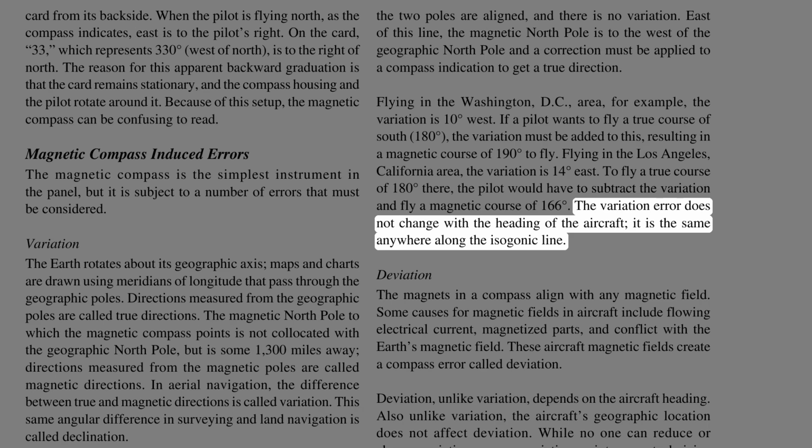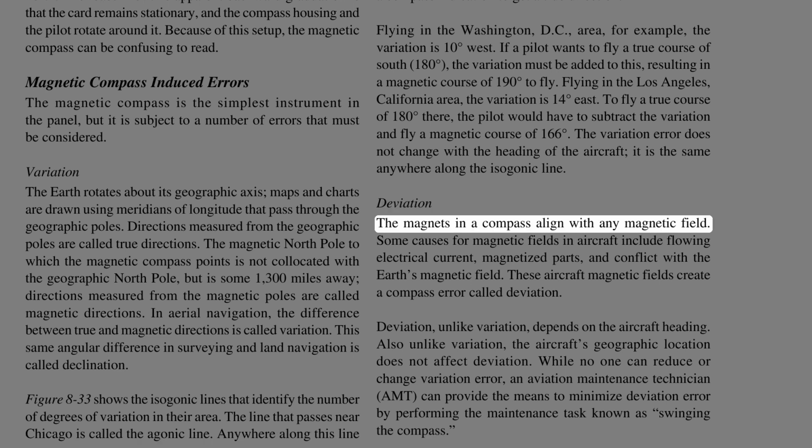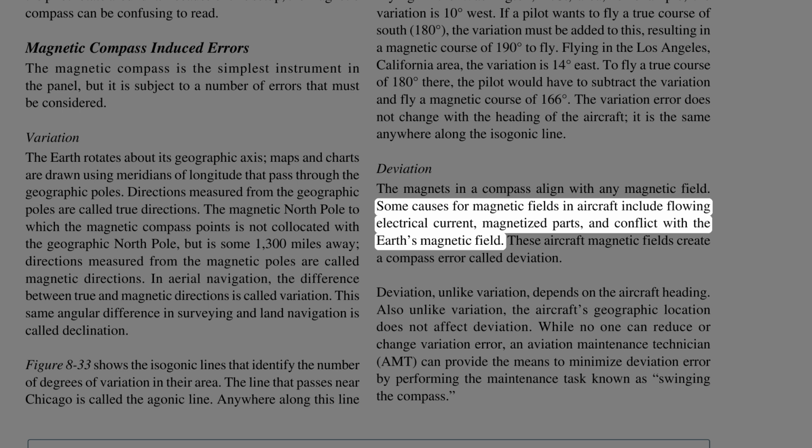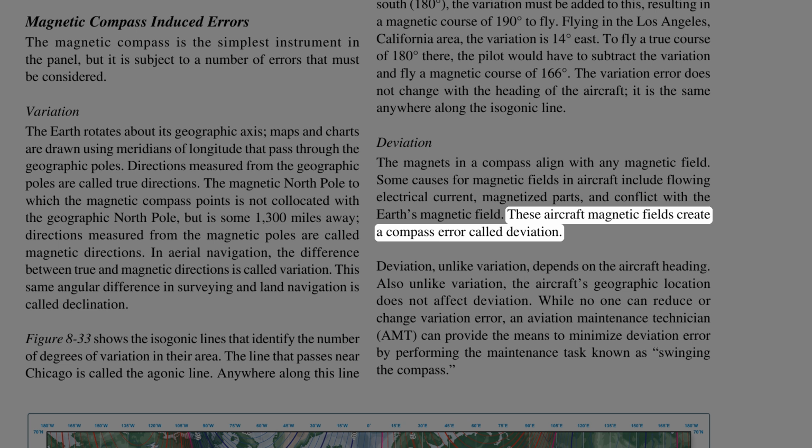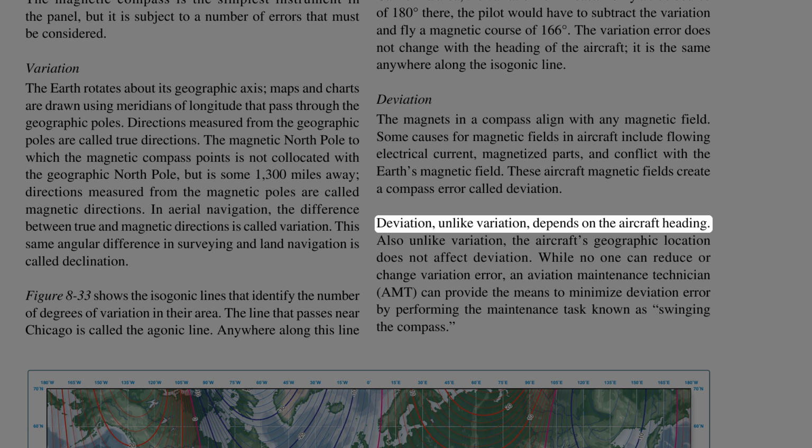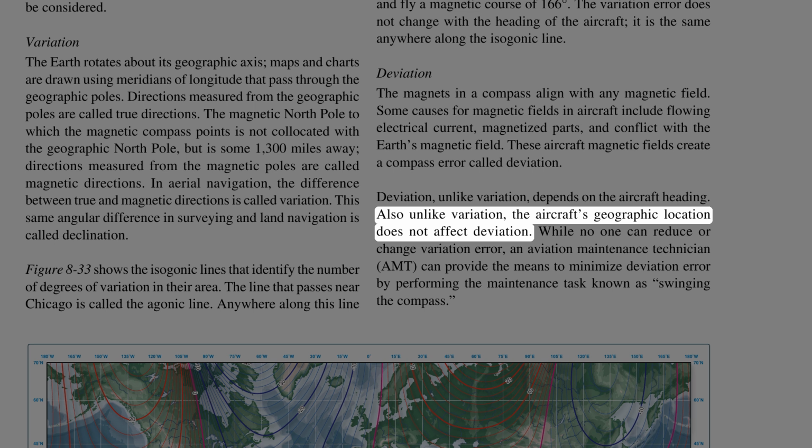The variation error does not change with the heading of the aircraft; it is the same anywhere along the isogonic line. Deviation. The magnets in a compass align with any magnetic field. Some causes for magnetic fields in aircraft include flowing electrical current, magnetized parts, and conflict with the Earth's magnetic field. These aircraft magnetic fields create a compass error called deviation. Deviation, unlike variation, depends on the aircraft heading. Also, unlike variation, the aircraft's geographic location does not affect deviation.